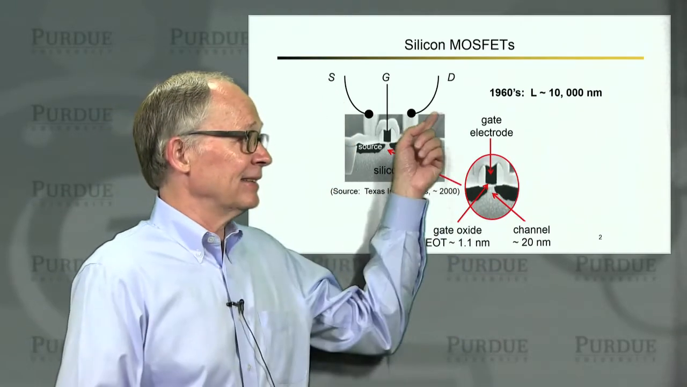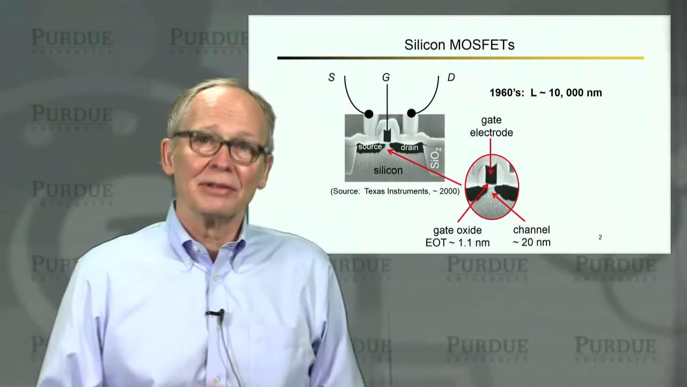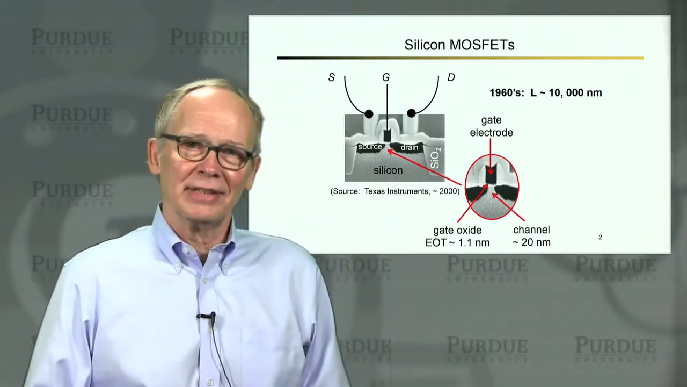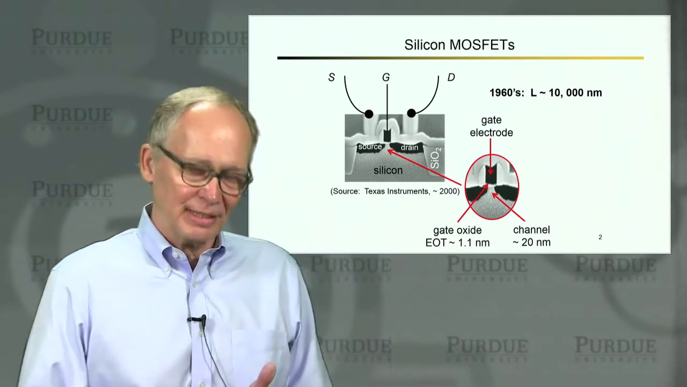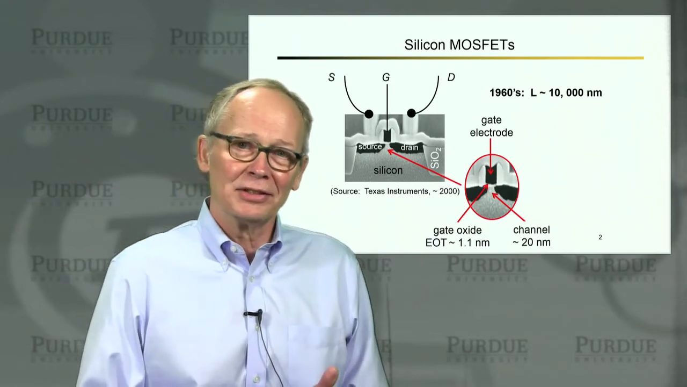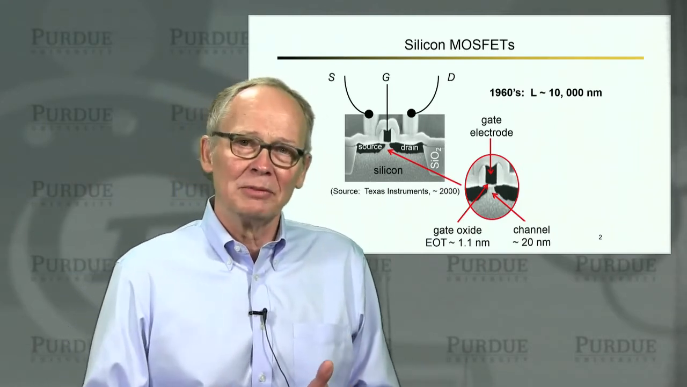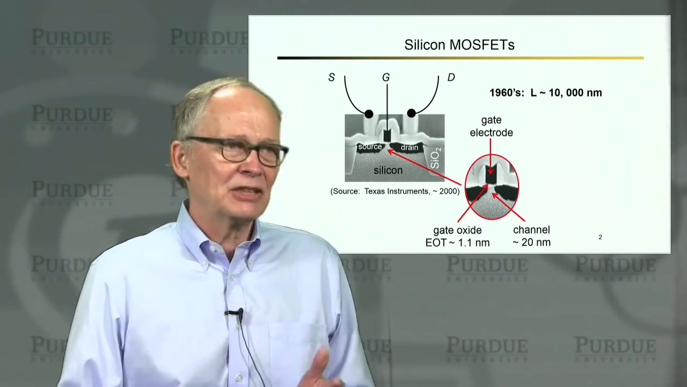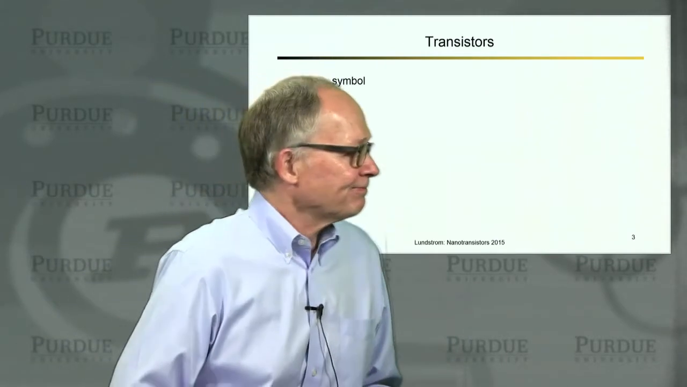In the 1960s, when MOSFETs like this were first built, the channel length was on the order of 10,000 nanometers. Today, 10 nanometer transistor technology is under development. That's a factor of 1,000 reduction in the length of the channel, a factor of 1 million reduction in the area of the transistor. It means that we've been able now to put 1 million times more transistors on the same area of a piece of silicon, and that's what's driven progress in electronics for the past 60 plus years.